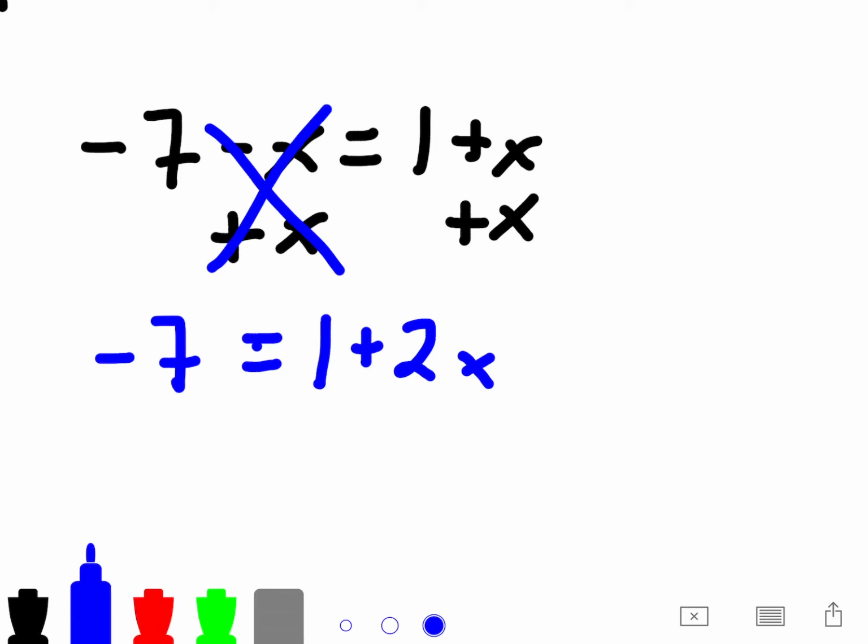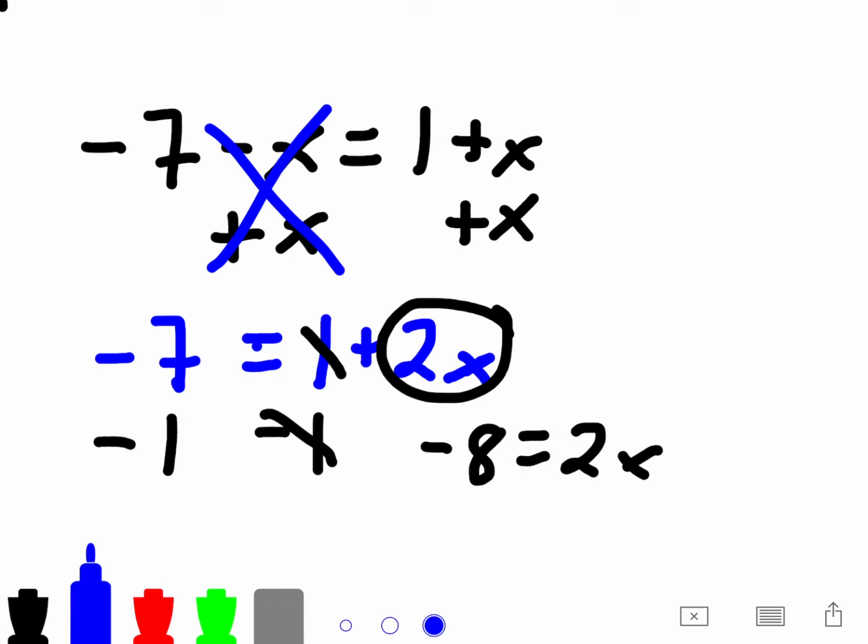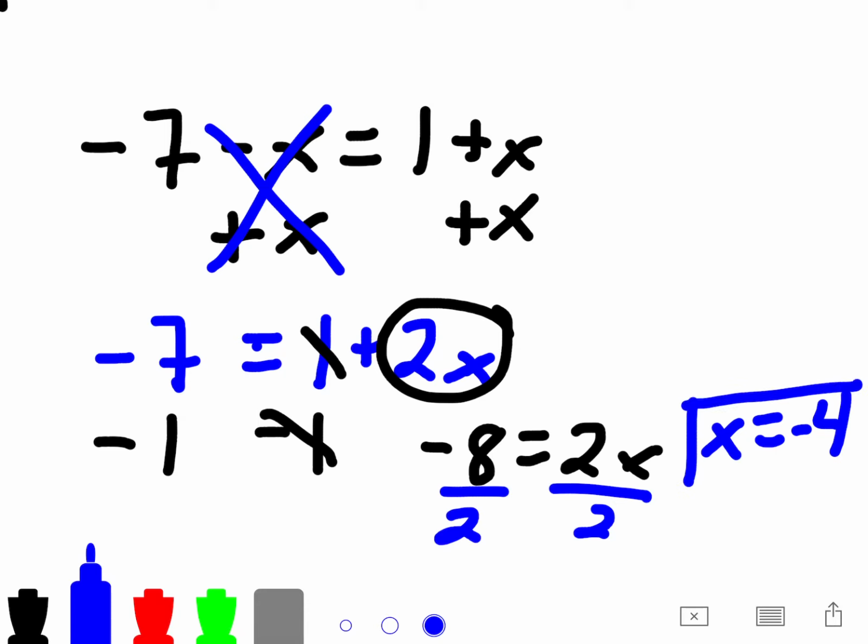Well, great. Now this is just a two-step equation, right? I can circle the term that contains my variable. I can minus 1 from both sides because that's the opposite here. This turns into a 0, and I've got negative 8 equals 2x. Now it's really easy, right? We're just going to divide both sides by 2, and we get x equals negative 4. Or you could have negative 4 equals x, because they're equal. It doesn't matter which side you write first. So that's an example of variables on both sides. Go back and watch it again if you need to.